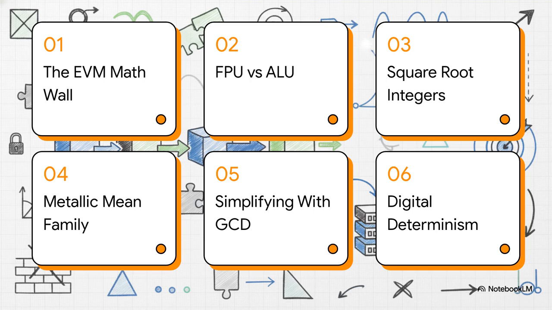1. The EVM math wall. 2. FPU gambler versus ALU surveyor. 3. The square root integers. 4. The metallic mean family. 5. Simplifying with the GCD. And finally 6. True digital determinism. Let's get right into it.